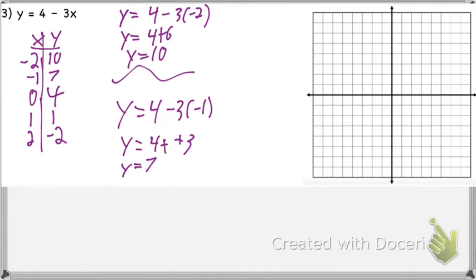I'm going to graph this. Negative 2, comma 10. It does go off the graph. Negative 1, comma 7; 0, comma 4; 1, comma 1; and 2, comma negative 2. Connect them. It does make a straight line, which is a good sign.